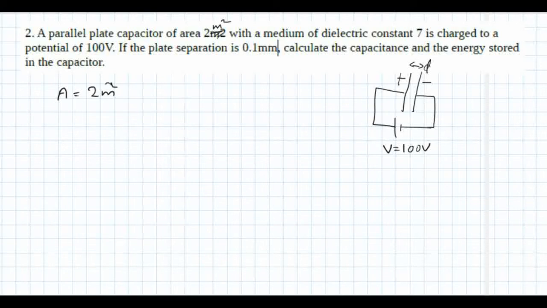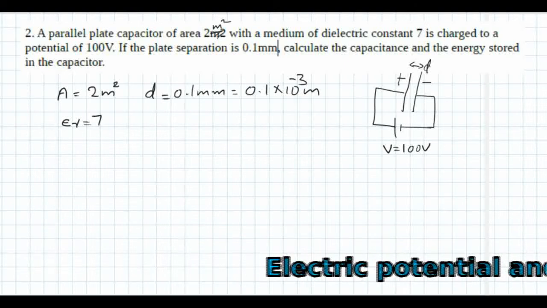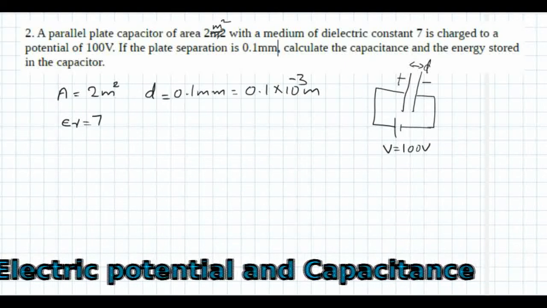The area is equal to 2 meter square, and the distance of separation d is equal to 0.1 millimeter, but this is not an SI unit, so this is equal to 0.1 into 10 raised to minus 3 meter, since milli is 10 raised to minus 3. And the dielectric constant is represented as epsilon r or k. Both ways you can represent it: the relative permittivity, or dielectric constant, is equal to 7.